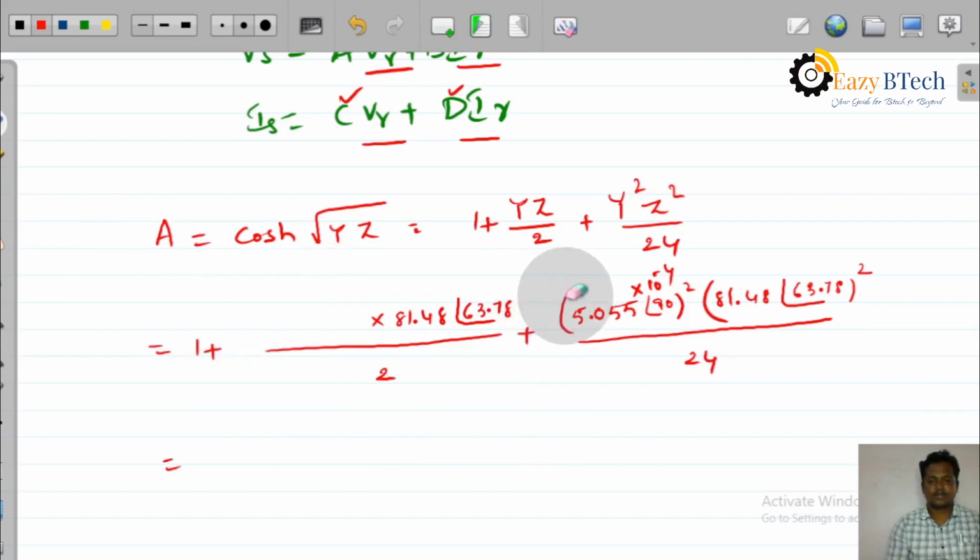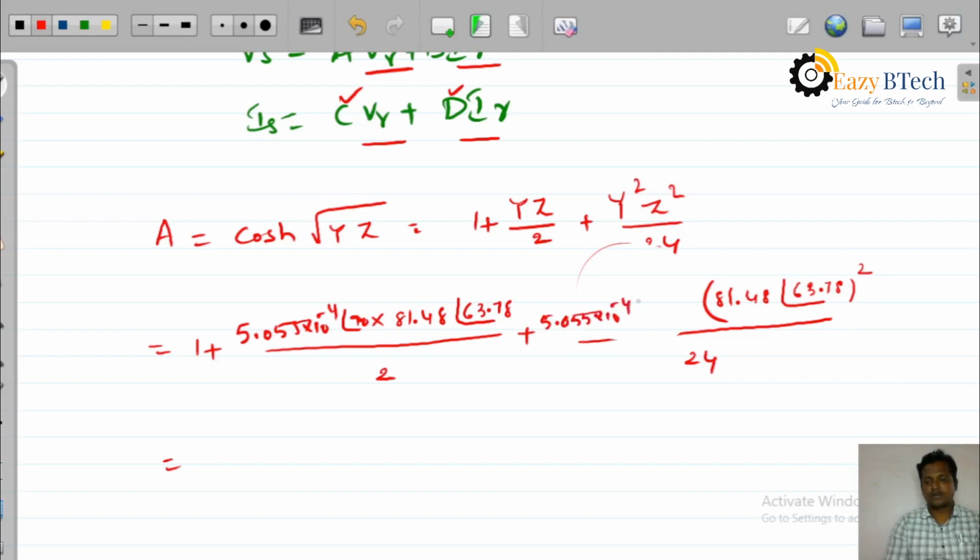Right. That is 5.055 into 10 power minus 4 at an angle 90, and 0.55 into 10 power minus 4, the whole square, divided by 24.